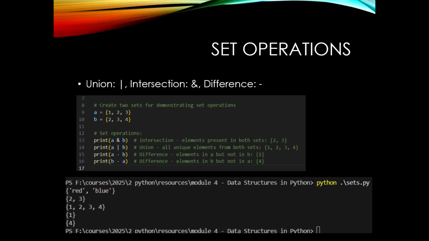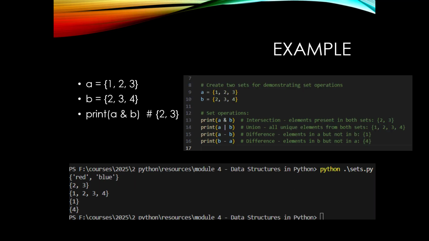Now set operations. Union, intersection, difference. Let's create two sets. A is 1, 2, 3. B is 2, 3, 4. Let's print A and B. What do you think? What will get printed? It will print 2 and 3. Yes. Because these are the elements that are there in A and also there in B.